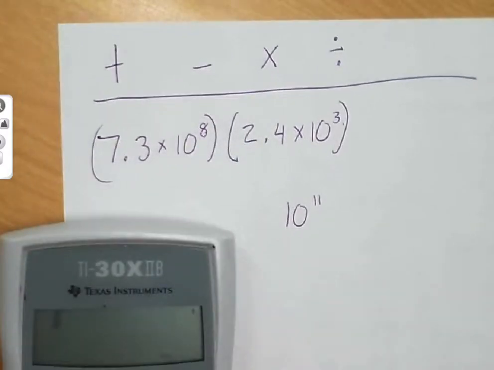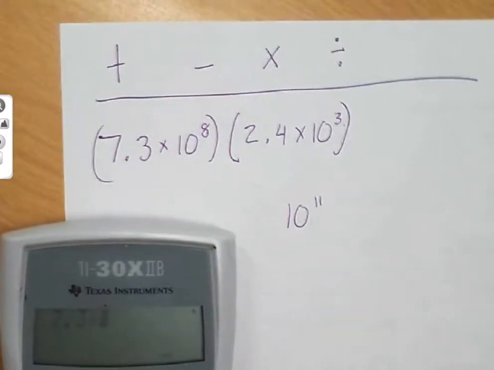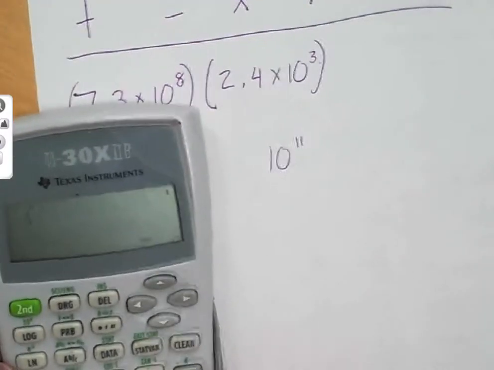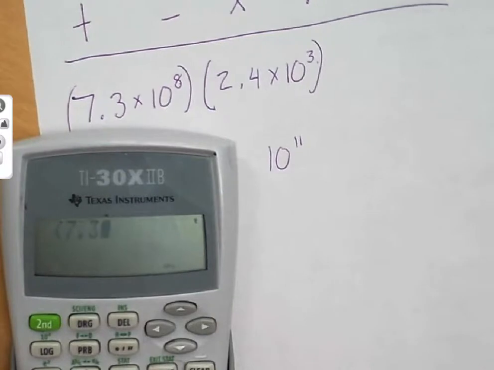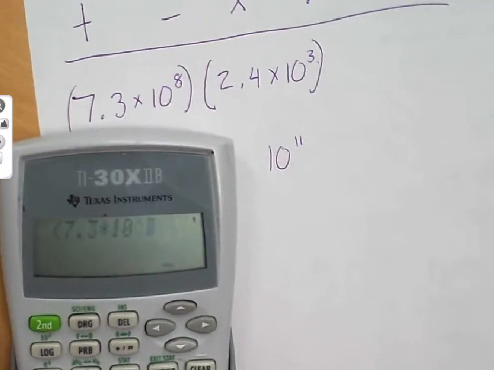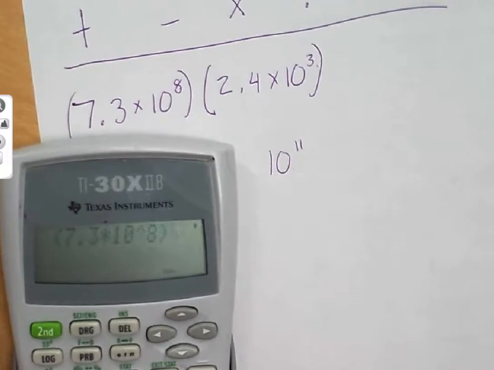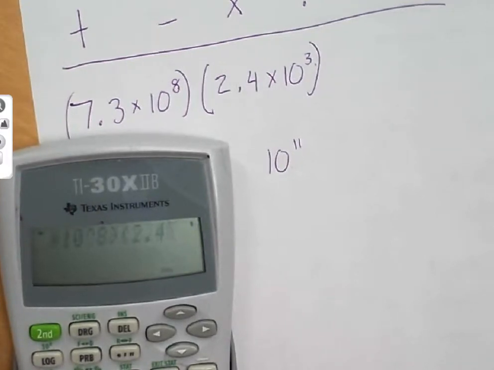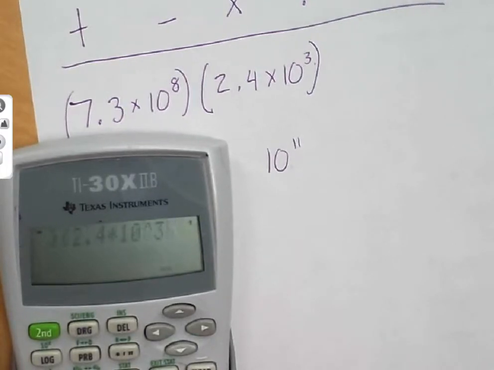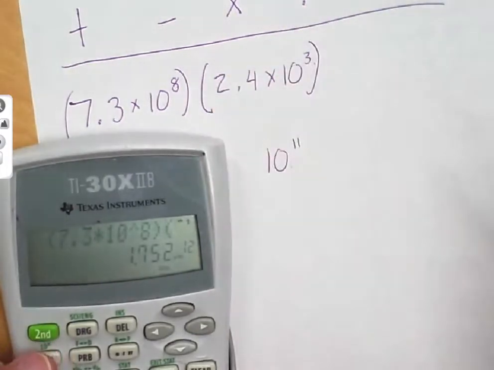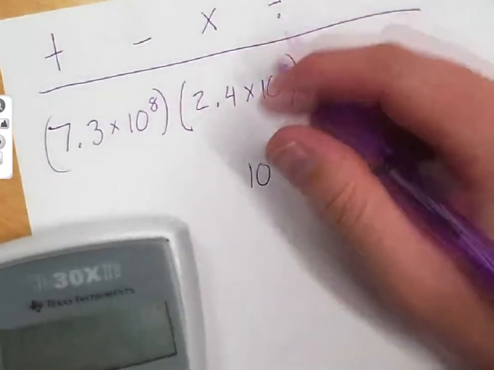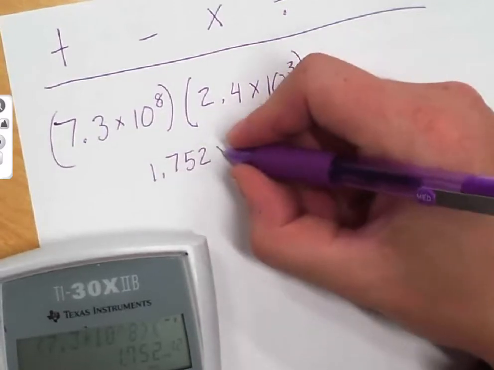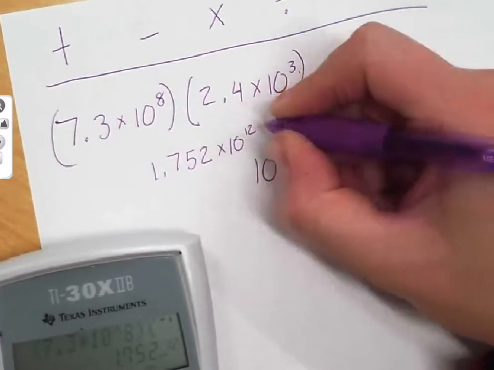So I do 7.3 times, and I'm going to do all of it in parentheses. Always use parentheses when we're typing this in. Open parenthesis, 7.3 times 10 caret 8, close parenthesis, open parenthesis, 2.4 times 10 caret 3, close parenthesis. And my calculator automatically put it in scientific notation for me. I get 1.752 times 10 to the 12th.